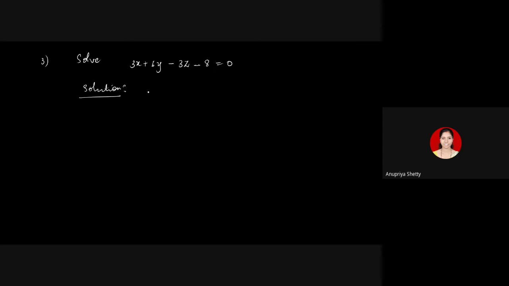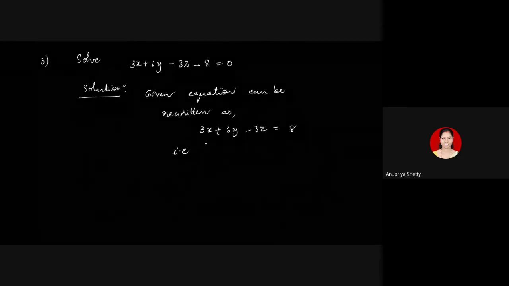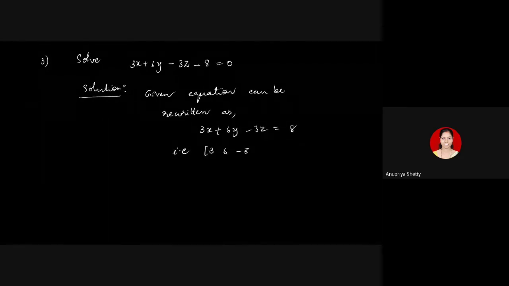So we will write down in the matrix notation, the given equation can be rewritten as 3x plus 6y minus 3z equal to 8. That is, you write in the matrix notation of 3, 6, minus 3 into x, y, z is equal to 8.